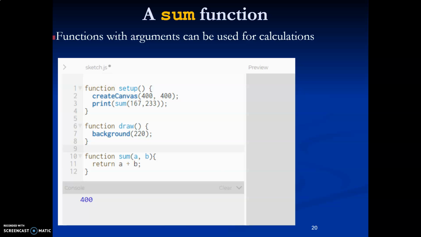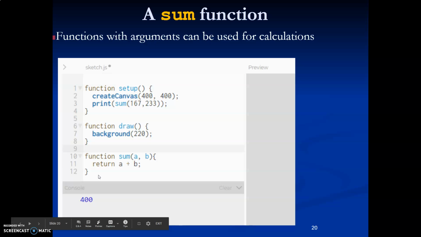Now, when you have arguments, you can also use these to do calculations. Here's a simple one. I've made a sum function, and that's going to take two arguments and return their sum, what I get when I add them up. So here I'm going to call it. I'm going to send it 167 and 233. 167 is going to get copied into A. 233 is going to get copied into B. I'm going to add them up, and return means send that back. Imagine scratching this out and putting a 400 here. I'm going to print that 400 to the screen.